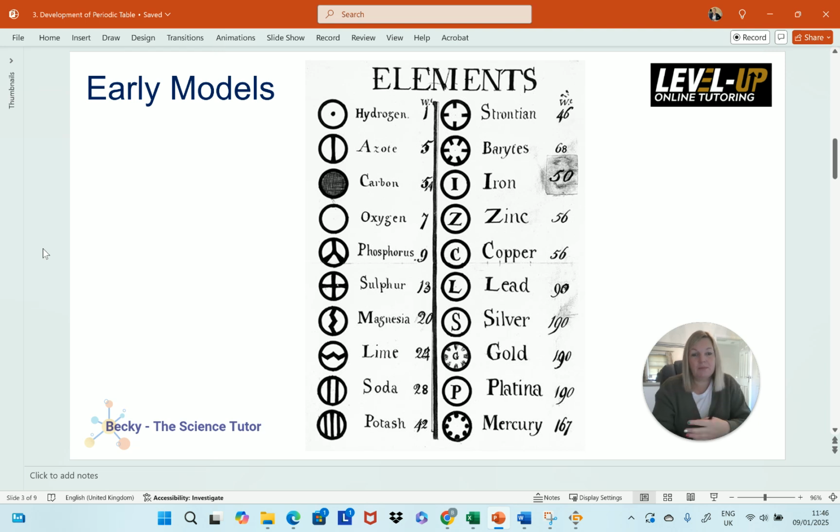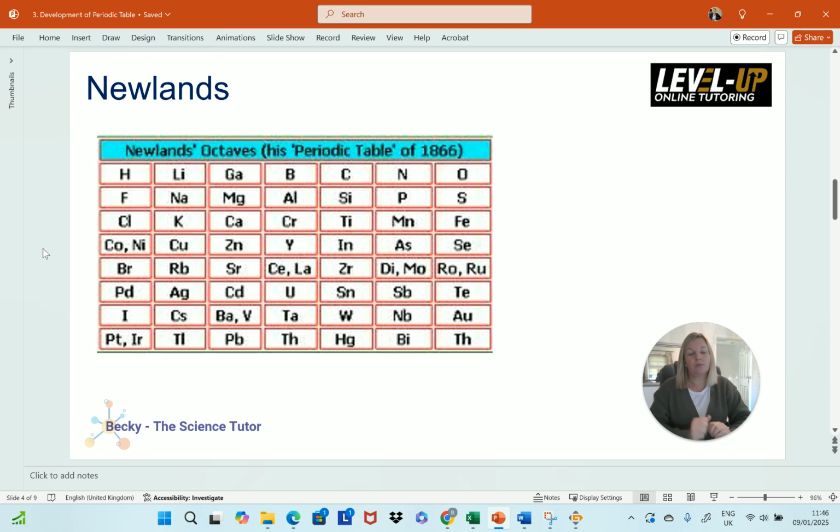Now as times have changed, remember first of all we discovered electrons, so we changed to the plum pudding model. And then we discovered protons and neutrons. So as that's changed, we've been able to rearrange the periodic table, plus we discovered more elements, so we needed something a little bit bigger.